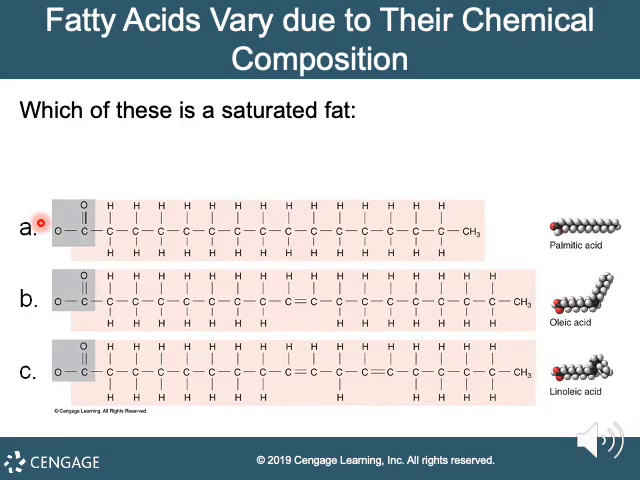Fatty acids vary according to their chain length, and you can see these three fatty acids have varying lengths of the carbon chain, and they vary based on their degree of saturation. This fatty acid is palmitic acid, which is completely saturated with hydrogen. Oleic acid, as we saw, has one double bond, so it's monounsaturated. So it's not completely saturated with hydrogen. It has one double bond where two hydrogen atoms are missing.